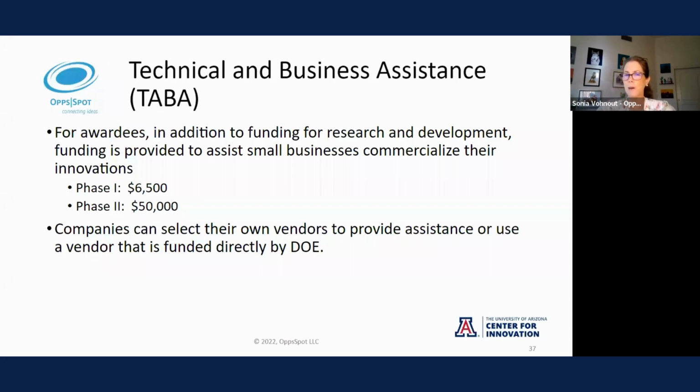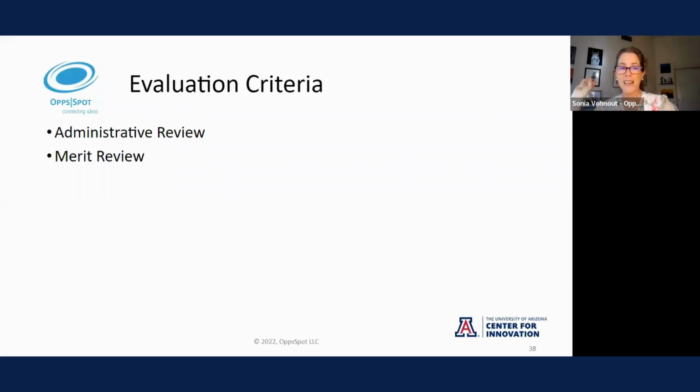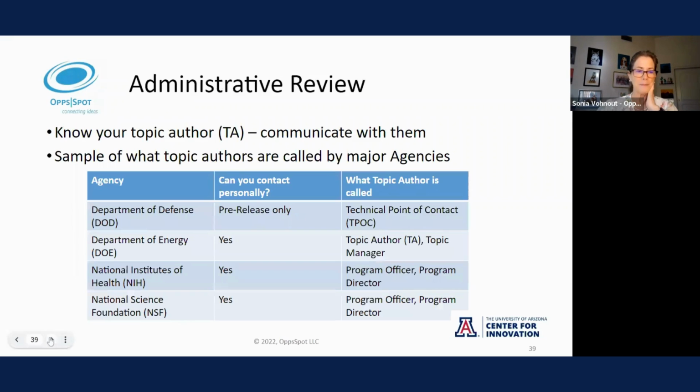So it's like a yes, no kind of answer to your question list. So evaluation criteria, there's 2 types. There's the administrative, which we hate, and there's the technical merit reviews, but you've got to keep both in mind. Next slide.